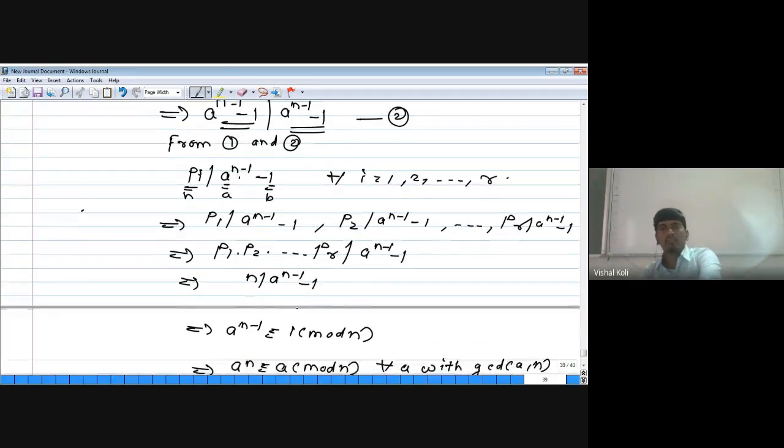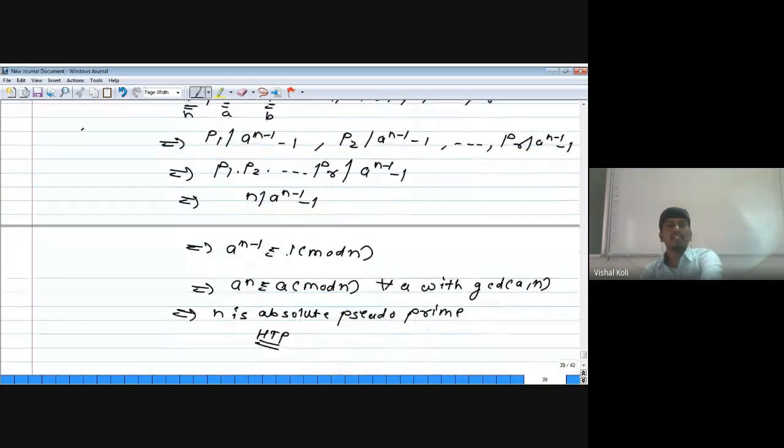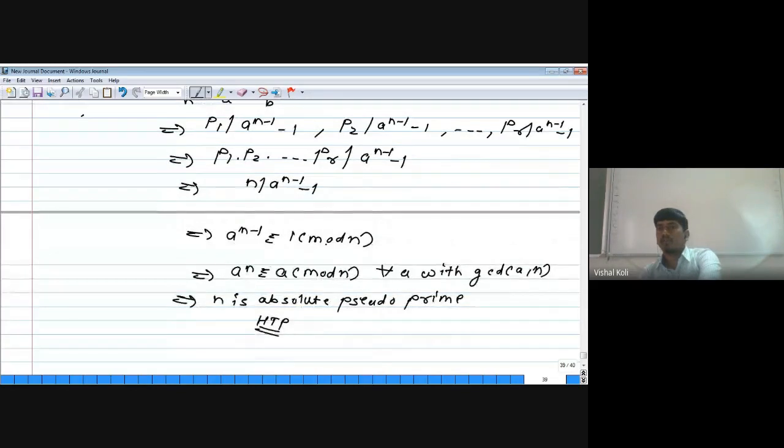Then again we use the definition of congruence, that is, a to the power n minus 1 is congruent to 1 modulo n. After that we multiply both sides by an arbitrary integer a. We get a to the power n is congruent to a modulo n, where a is an integer which is relatively prime to n. Then by the definition of absolute pseudoprime, n must be an absolute pseudoprime number.